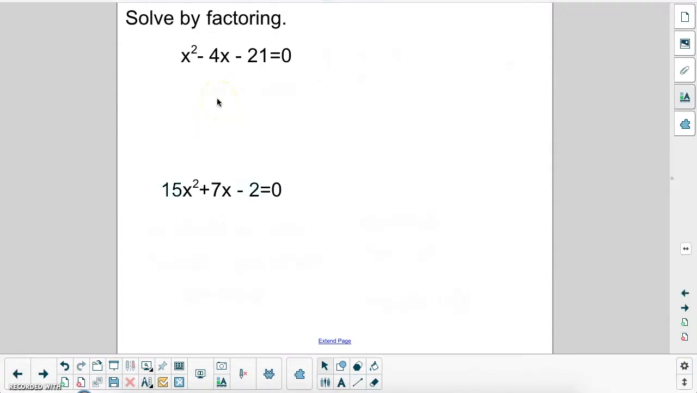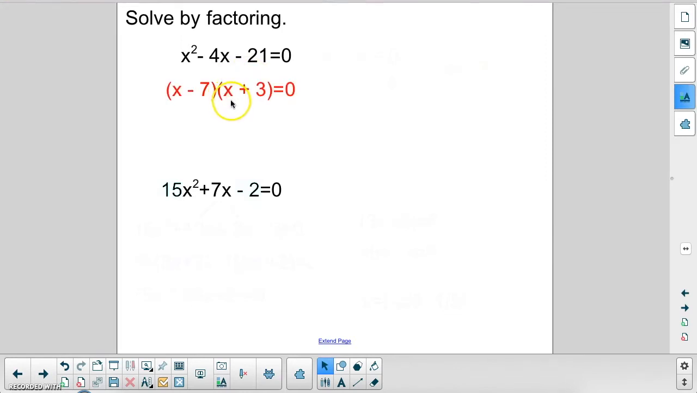For these next problems, we are solving by factoring. Remember, when we're factoring, we have several different methods. The first question we have here is the factoring method where a value is equal to 1. So we're just going to be looking for factors of negative 21 that are going to add to negative 4. So factors of 21 are 1 and 21, 7 and 3. The combination that's going to work for this one is a negative 7 and positive 3.